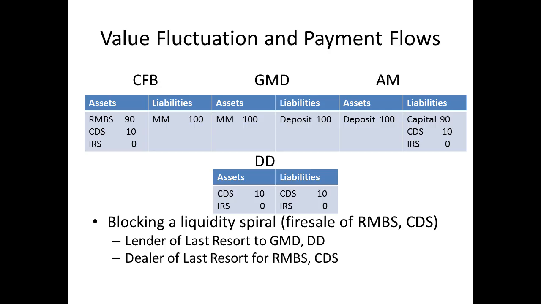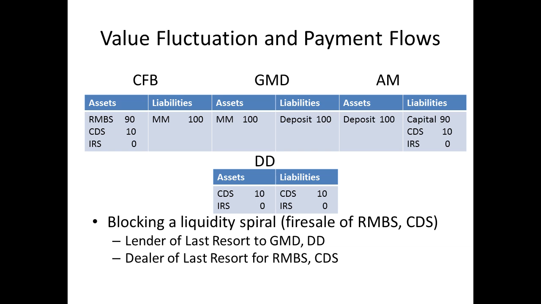What do I draw? So here I'm showing a value fluctuation. There's a fall in the value of the residential mortgage-backed securities from 100 to 90. That means a rise in the credit default swap, because I'm thinking of this as being default premium, not interest rate changes. So that goes to 10. So there's this incipient loss here of 10.